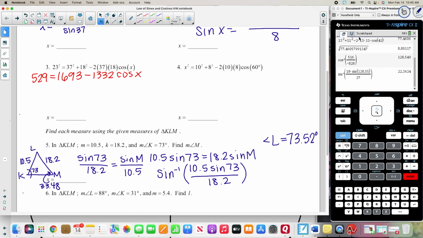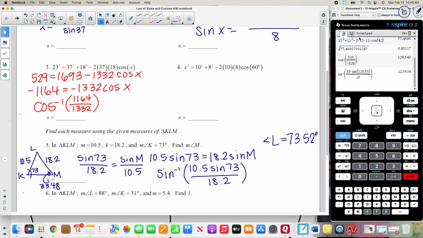Cosine. You divide. Okay, so are we going to divide next or subtract next? You subtract. So 529 minus 1693 is what? Negative 1164. Then we divide, so we're going to do cosine negative 1. Since both of these are negative, doesn't that mean that basically they're both positive? Yep. But you can put them in as negatives if you want.